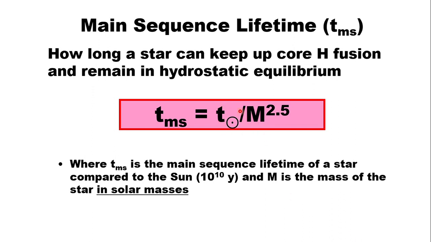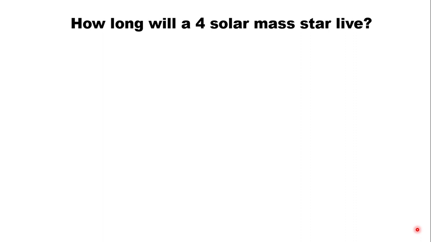The main sequence lifetime of the sun is 10 billion years, as I mentioned earlier. That's 10 to the 10 years. 10 to the 9 is a billion, 10 to the 10 is 10 billion. So let's look at one example, which should be enough of how this works. How long will a 4 solar mass star live? Remember earlier when we talked about doing word problems that it's really important to make sure you know what you're working with, what you're trying to find, and not to panic. Take a nice orderly approach.